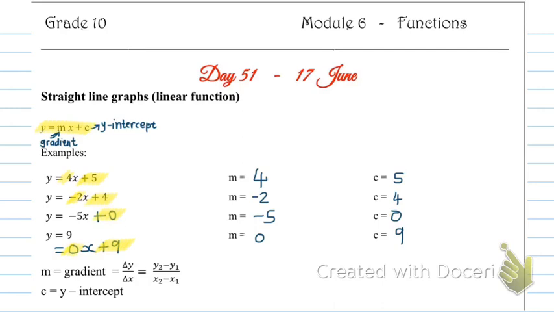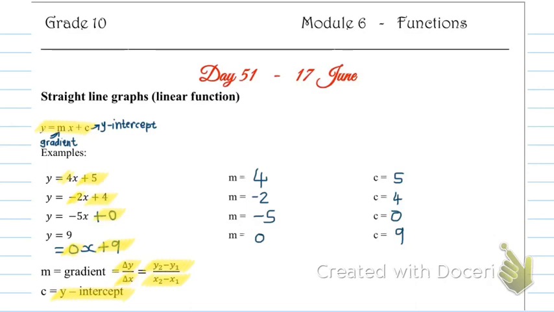Okay, so the gradient, if you can remember from analytical geometry, the gradient is delta y over delta x, that is y2 minus y1 over x2 minus x1. So that's how I work out the gradient. We're going to talk a little bit more about the gradient now. And the c value is the y-intercept.